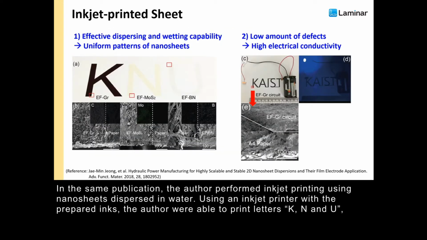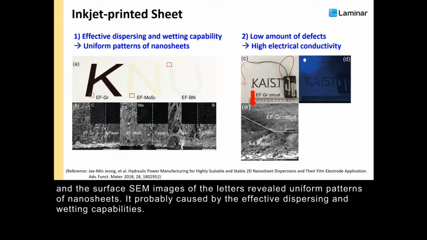In the same publication, the author performed inkjet printing using nanosheets dispersed in water. Using the inkjet printer with the prepared inks, the author was able to print the letters K, N, and U, and surface SEM images of the letters revealed uniform patterns of the nanoparticles. It was probably caused by the effective dispersing and wetting capabilities.